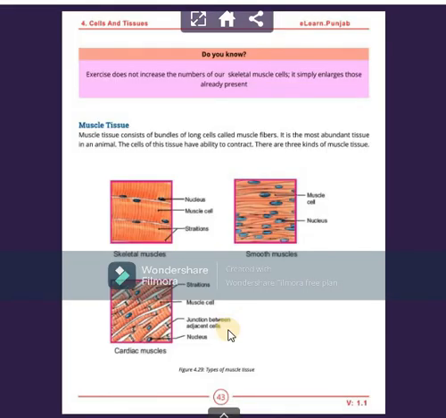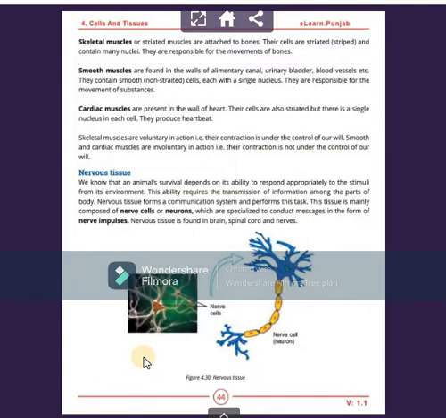The next one is muscle tissue, meaning the tissue present in human muscles. These consist of bundles of long cells called muscle fibers. It is the most abundant tissue in an animal. Cells of this tissue have the ability to contract. These are of three different types: skeletal muscles, smooth muscles and cardiac muscles. Cardiac muscle, as the name indicates, is near the cardia, the heart. So it is present in the heart, and these cells are also striated, but there is a single nucleus in each cell.